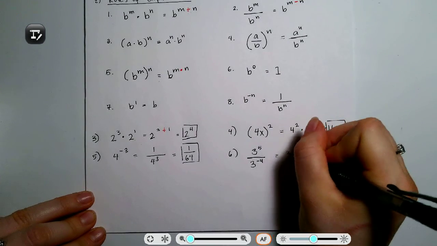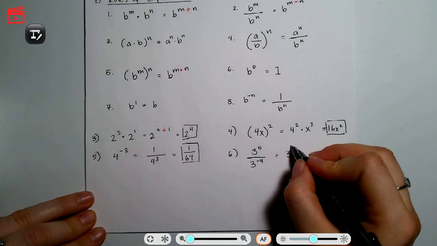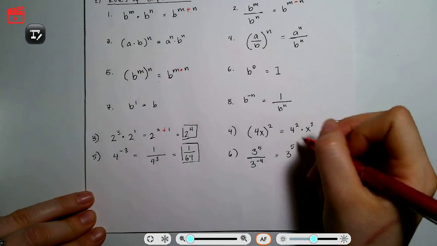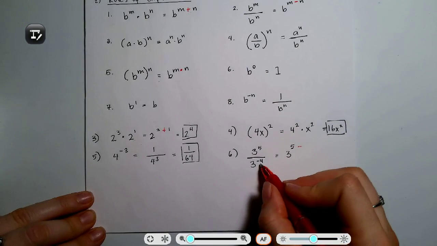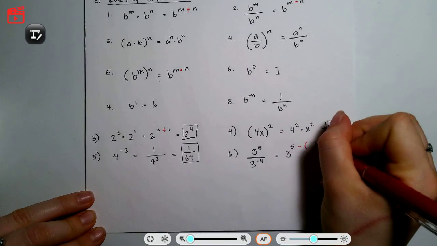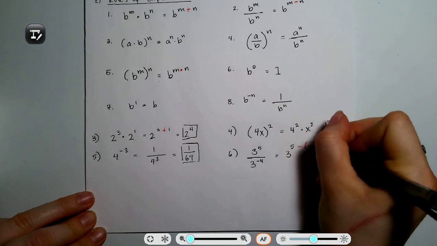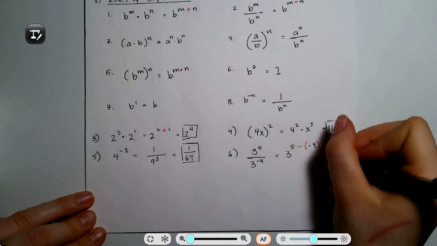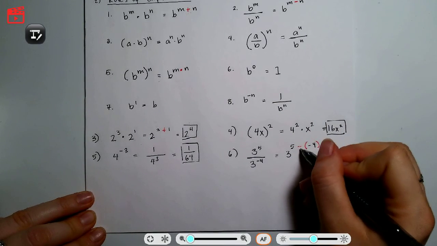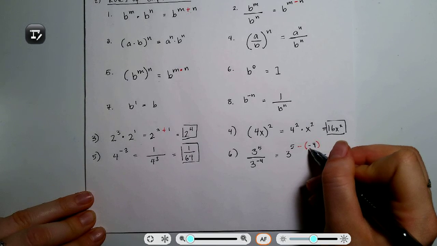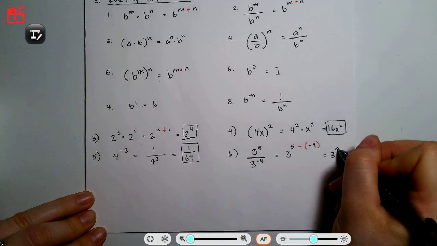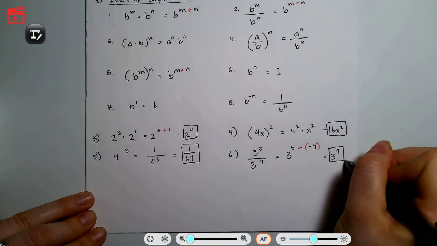So we keep the base, and remember, we keep the top exponent first, and we're going to subtract the, interesting, that's a negative 4. So I'll be careful, and I'll use parentheses, and I'll subtract the negative 4. So this is going to be 3 to the 5 minus negative 4. Ooh, a double negative. That means 5 plus 4. So that's going to be 3 to the 9th power. Kind of tricky.